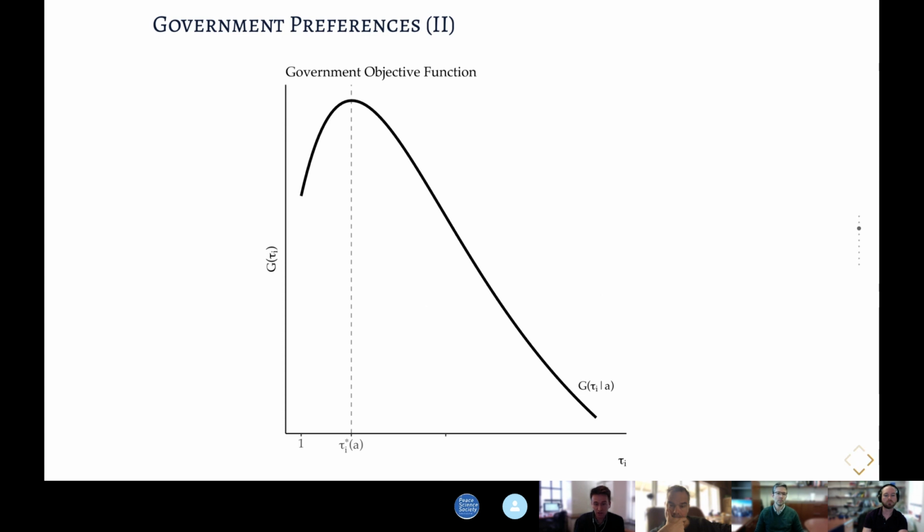But as I make the government more mercantilist, I'm going to shift this curve outward. And they're going to prefer higher and higher tariffs. So this is the core variation that we're going to explore. How does this affect the coercive bargaining setting?